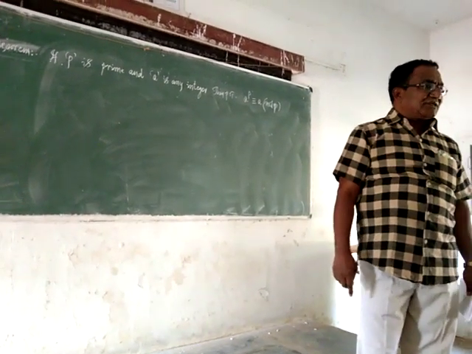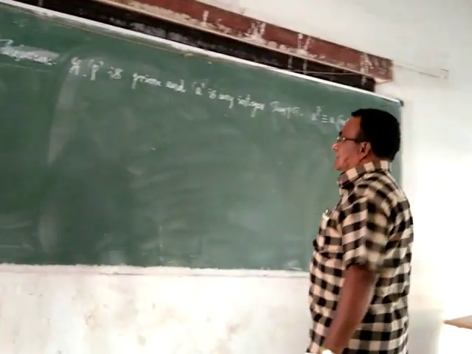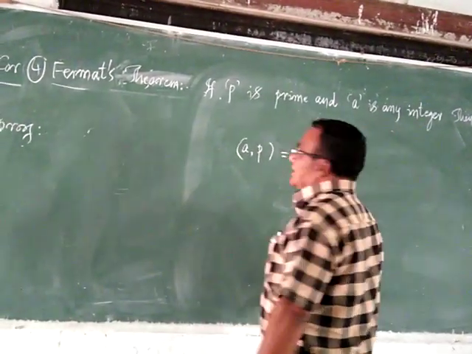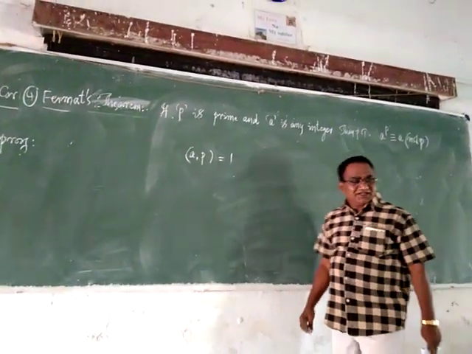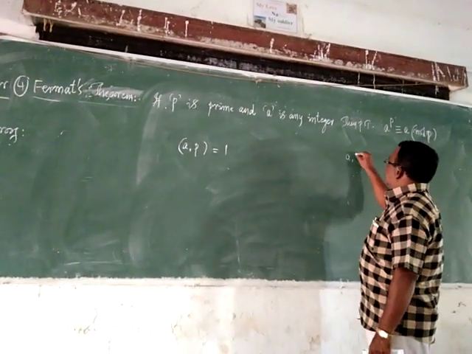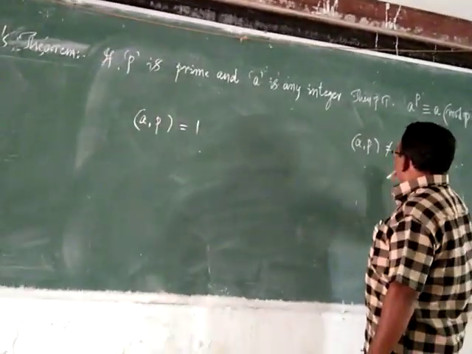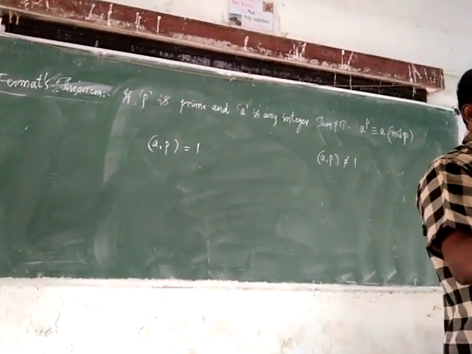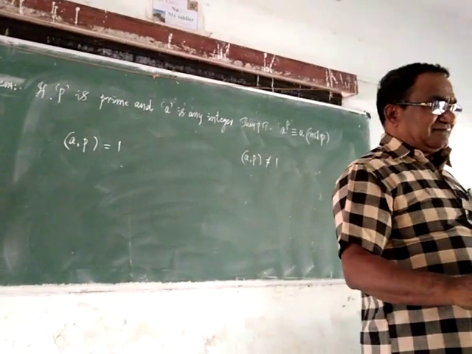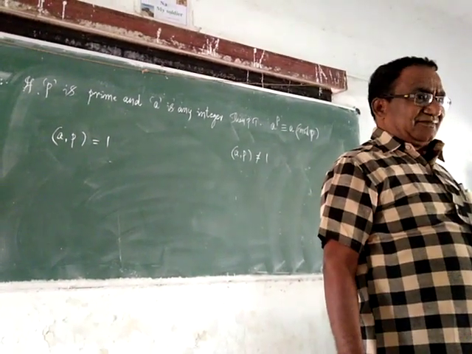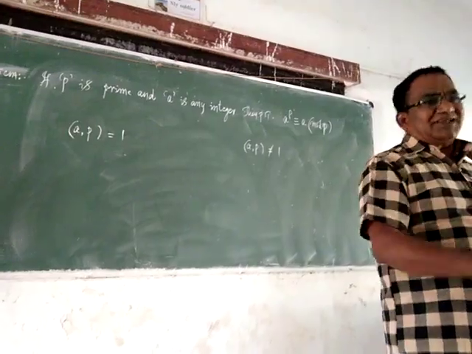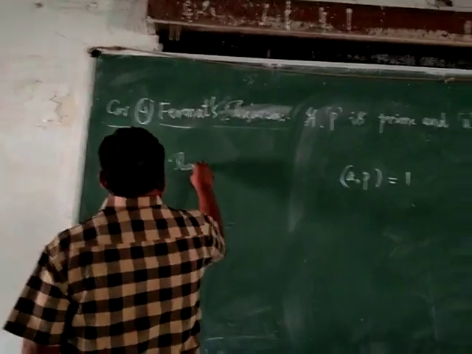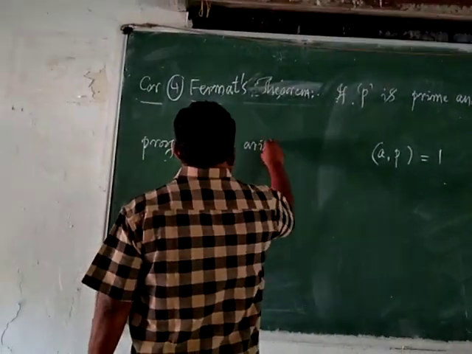There are two possibilities. One is that the greatest common divisor between A and P is equal to 1, and another possibility is that the greatest common divisor between A and P is not equal to 1. I mean, A and P either are relatively prime or may not be relatively prime. That's all. So there arise two cases here. In the proof itself we write there arise two cases.